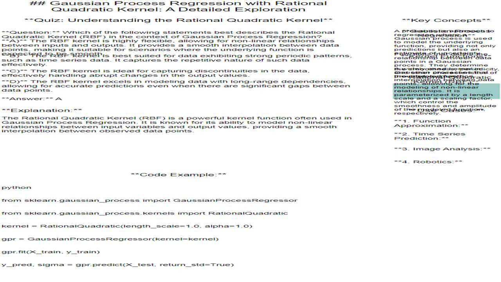It is parameterized by a length scale and a scaling factor, which control the smoothness and amplitude of the modeled function, respectively. Imagine a dataset of car fuel efficiency as a function of its speed. The rational quadratic kernel can be used to model the relationship between speed and fuel efficiency. The length scale determines how quickly the fuel efficiency changes with speed, while the scaling factor influences the overall amplitude of the efficiency. Function approximation, time series prediction, image analysis, robotics.